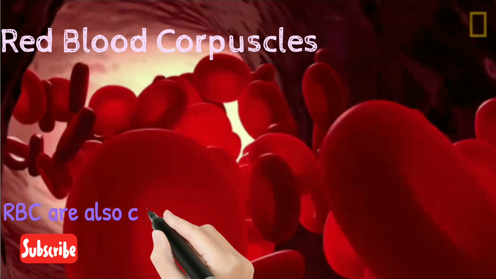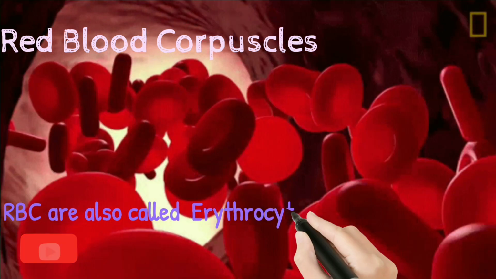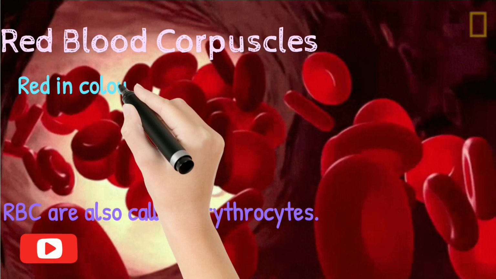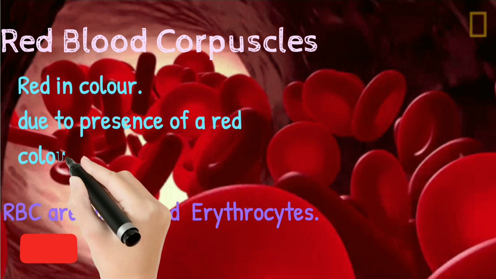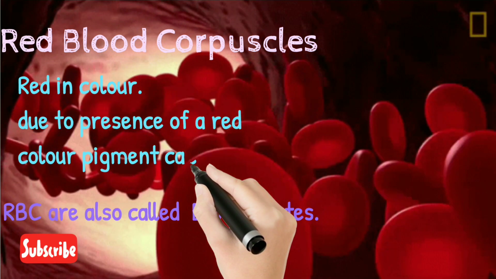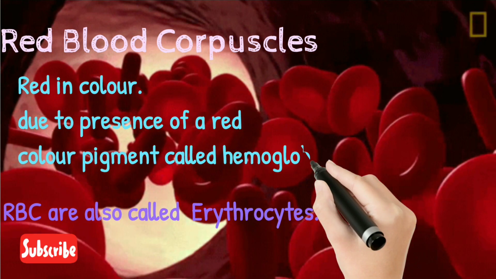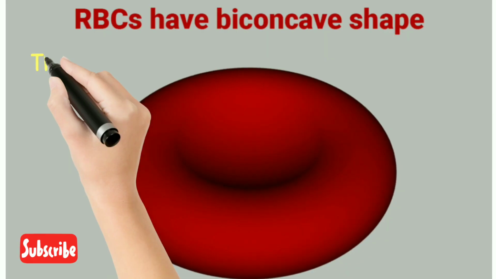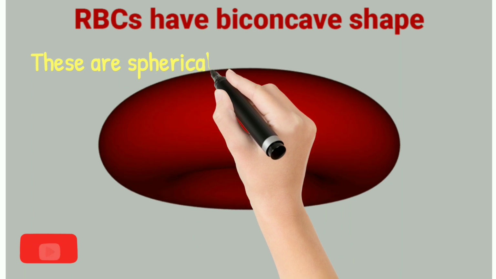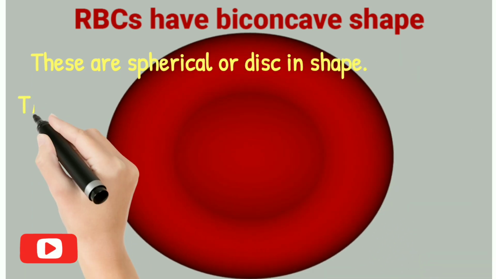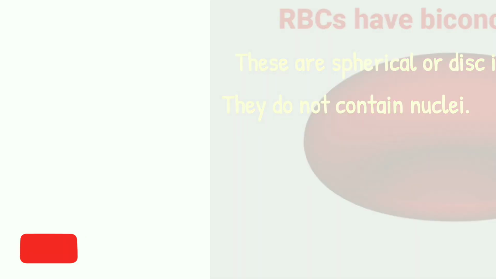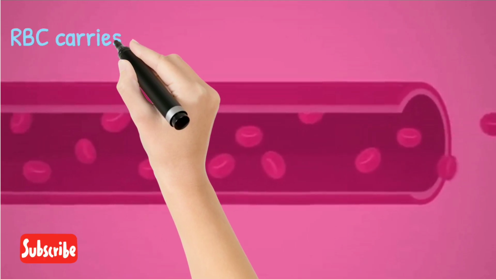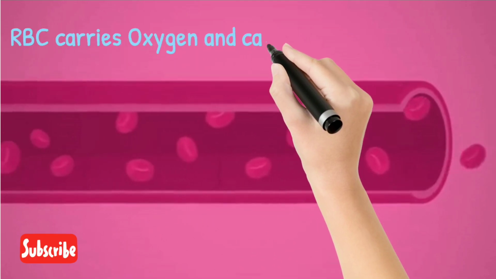RBC, or red blood cells, are also called erythrocytes. As the name suggests, these are red in color due to the presence of a pigment called hemoglobin. RBC have a biconcave shape. These are spherical or disc in shape. They do not contain nuclei. RBC carry oxygen and carbon dioxide gas.